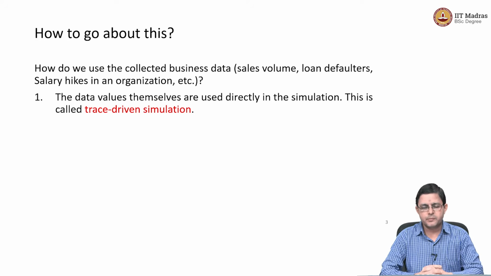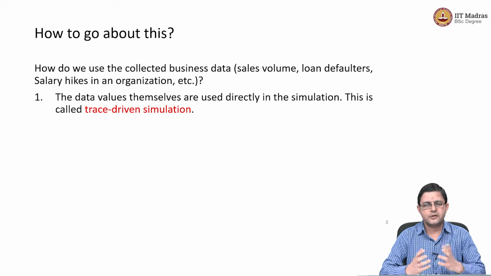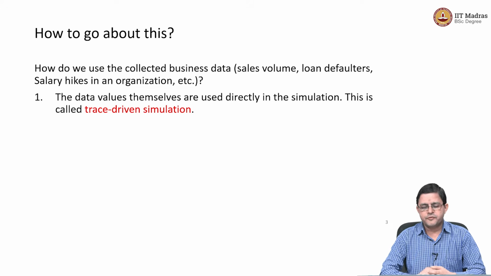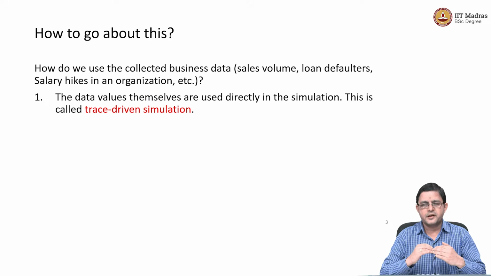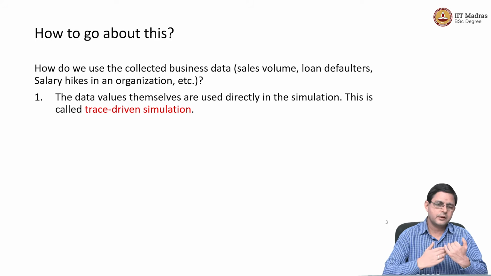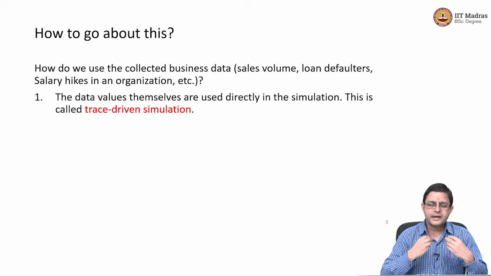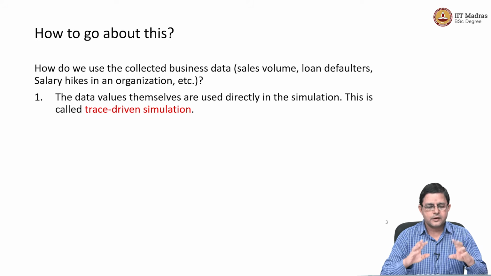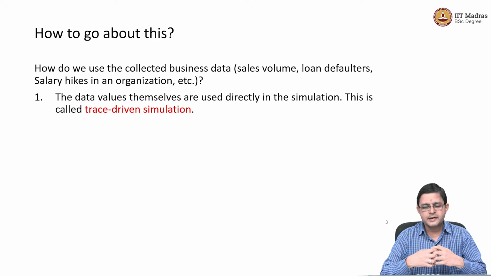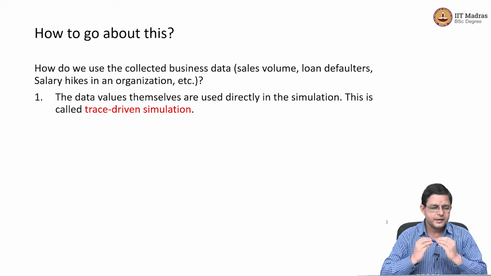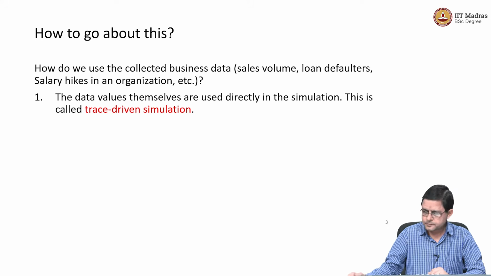Let us say we have a monthly sales volume for the last 3 years, which essentially means that I have 36 values in my data set. So, instead of first fitting a distribution to the 36 values and then using the distribution in my further analysis, I can directly use these 36 values in my analysis. So, if I want to simulate, I will simulate directly using these 36 values. This is generally called trace driven simulation.